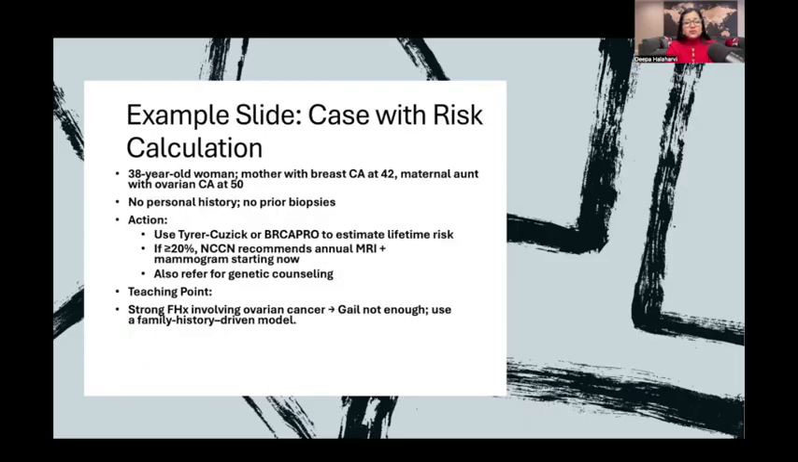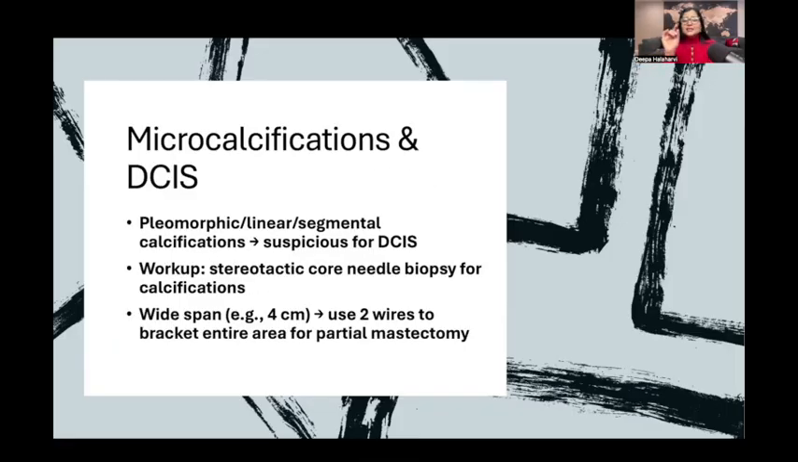So an example, a 38-year-old woman with a mother with breast cancer at 42, maternal aunt with ovarian cancer at 50. You can use Tyrer-Cuzick. So their risk, if it's over 20%, they need MRI and mammogram. They need to be referred to genetics because of all this family history. And also having family history of ovarian cancer, you just need one family member, you qualify for genetics. That's another thing we talk about in the other PowerPoint, the referral, when someone gets referred to genetics.